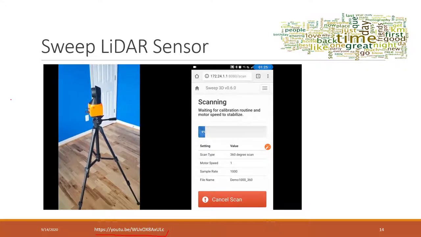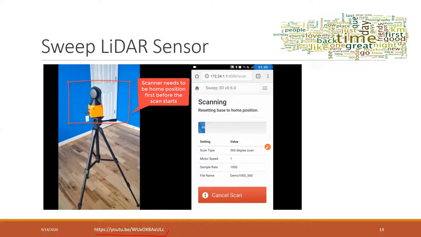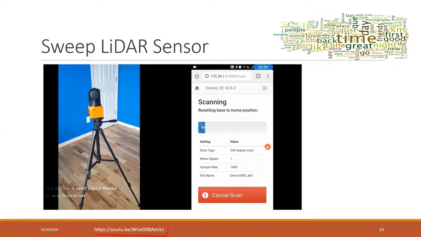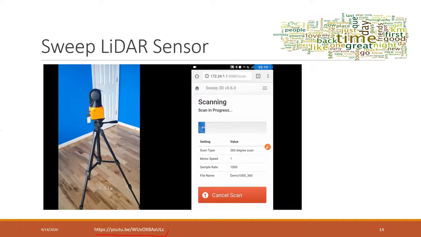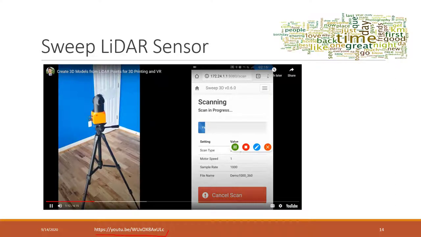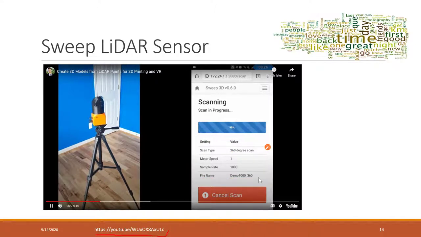Next, the sensor will rotate and send out laser pulses continuously. You can see one sends out the laser pulse, and one receives it. If you choose the 360 degree scan, it will rotate 360 degrees, all the way around. Okay, now it started. Here I'm using the 360 degree scan, the sample rate is 1000, and I just give it a name, demo.